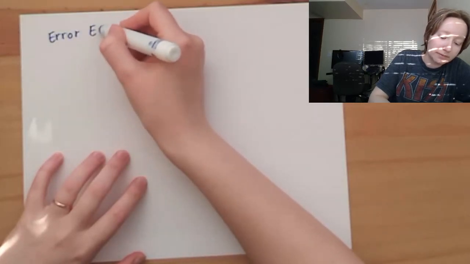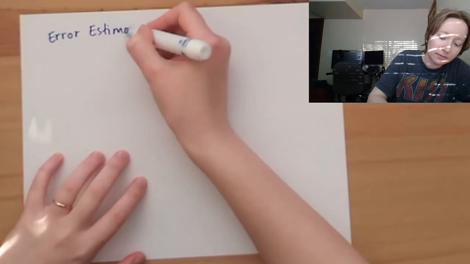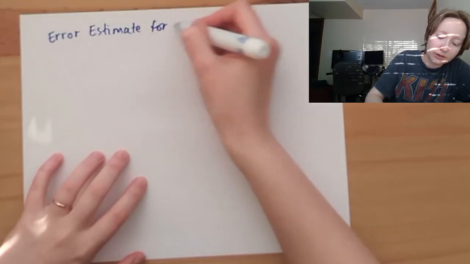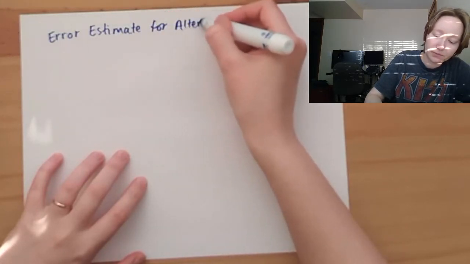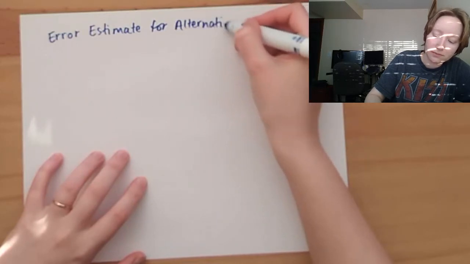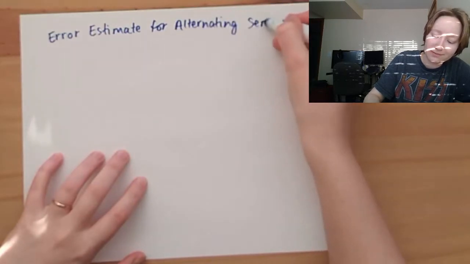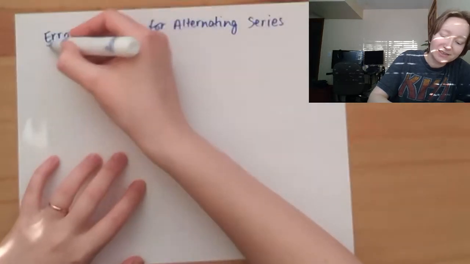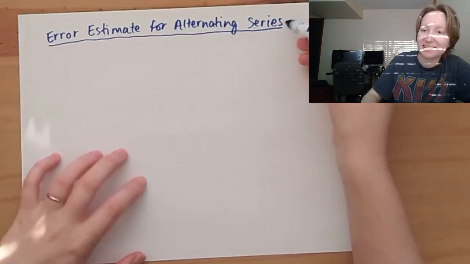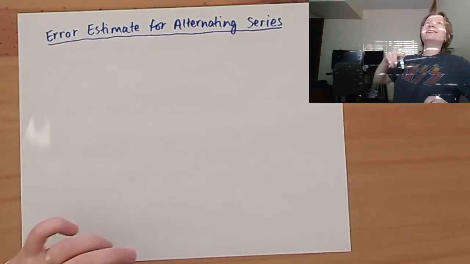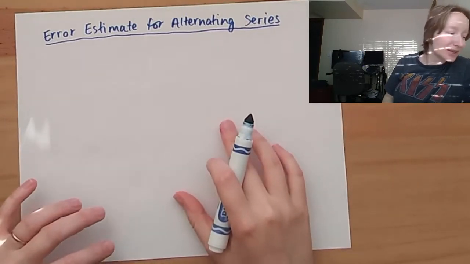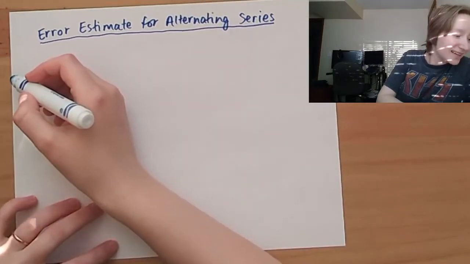So, error estimate for alternating series. It's kind of distracting having these zebra stripes on me, but that's okay.